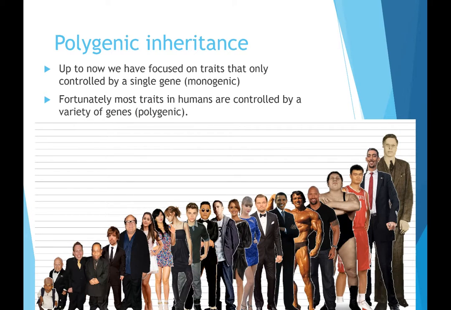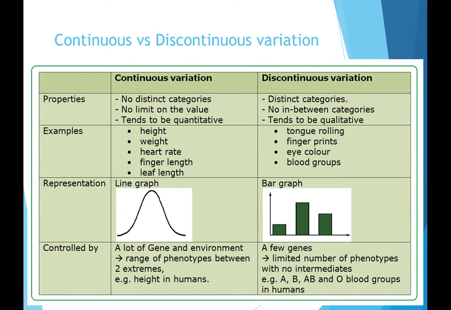So up to now, we've really focused on traits that are controlled by a single gene, so they're monogenic. But fortunately, most traits in humans are controlled by a variety of genes. They're polygenic, and a great example of this is height. So as you can see, we are the result of a very, very large group of genes that result in people of very, very different heights. Okay? So this leads to what we call continuous and discontinuous variation.